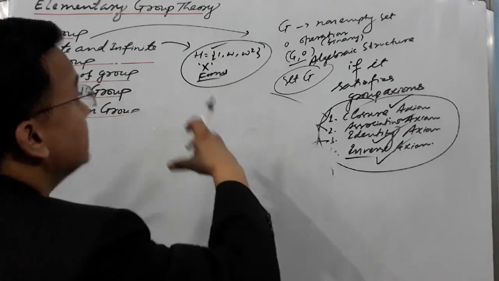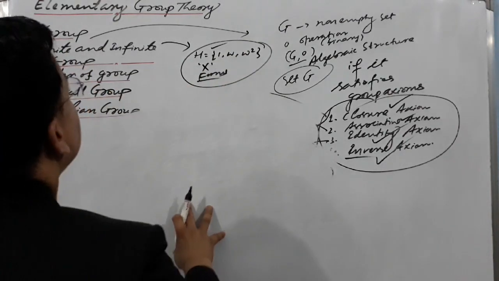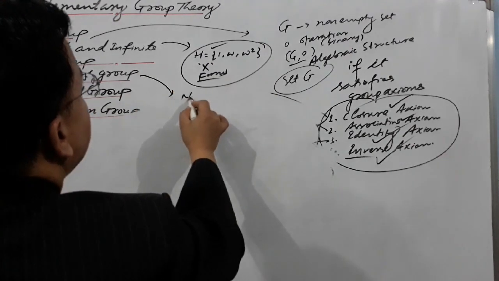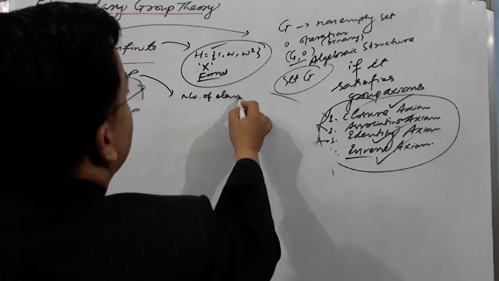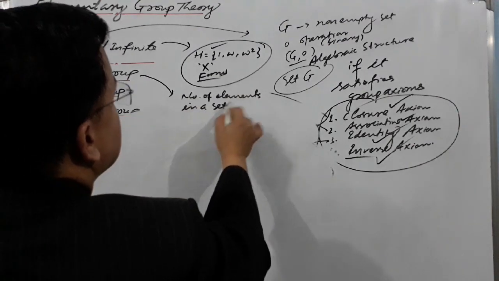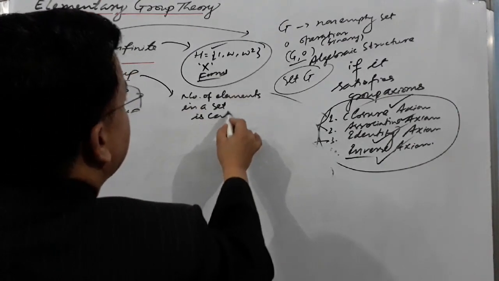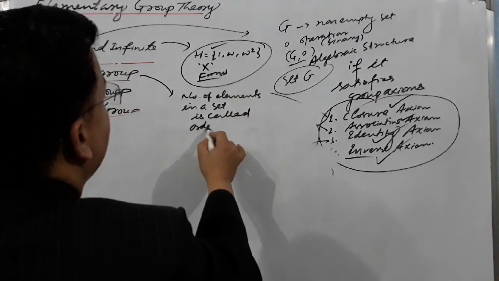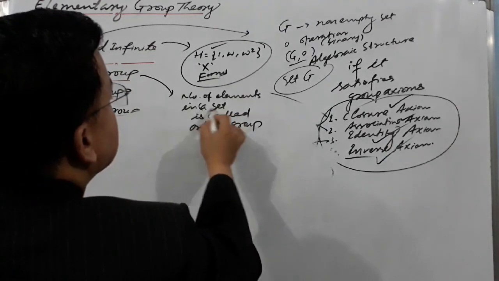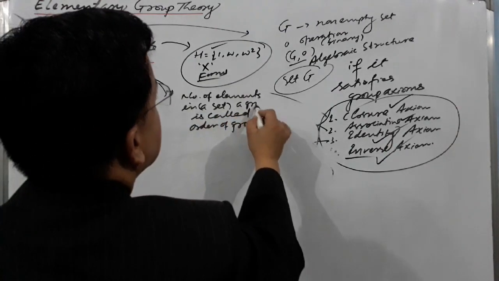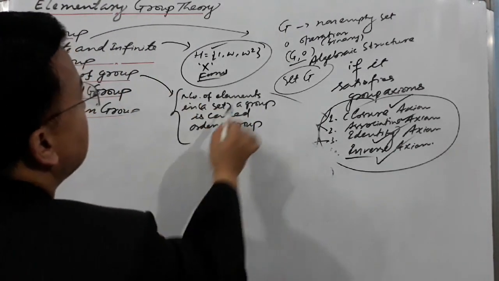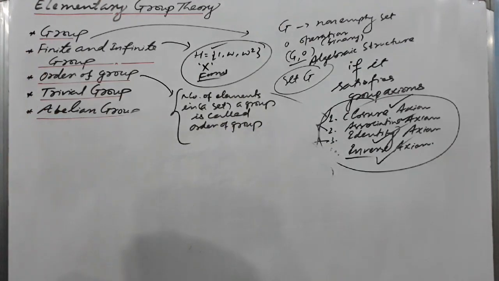If a group has infinite elements, then the group is called an infinite group. Now, order of a group. Order of a group means the number of elements in a set is called the order of the group. You can say it in a group also, because your set is going to form a group. So the number of elements in a group is called the order of the group.